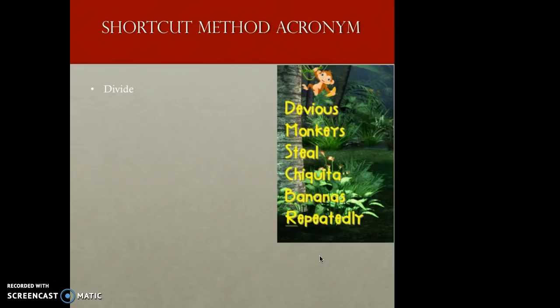So the D for devious means we divide. Monkeys starts with M. That's reminding us that the next step is to multiply. Steal starts with S. That's the step where we're going to subtract. Chiquita starts with a CH. That is the step where we're going to check. I'll show you what all this means in a minute. Banana starts with B. That means we're going to bring down the next number. And then repeatedly means we're going to repeat. So, devious monkeys steal Chiquita bananas repeatedly.